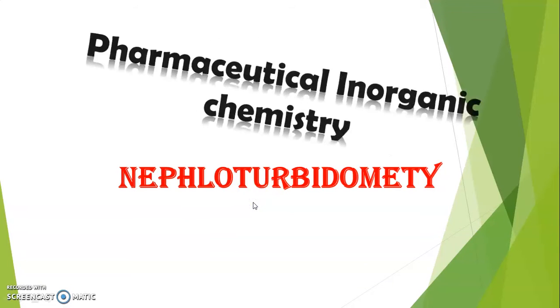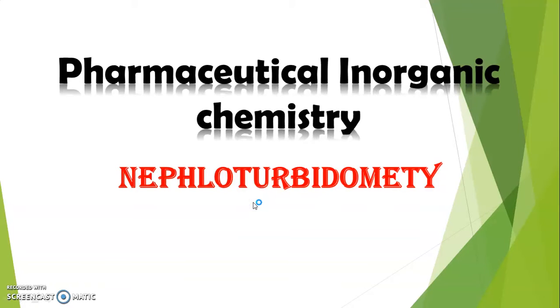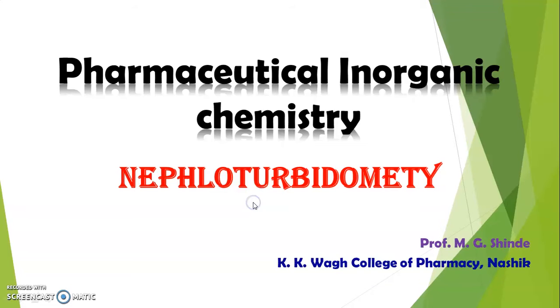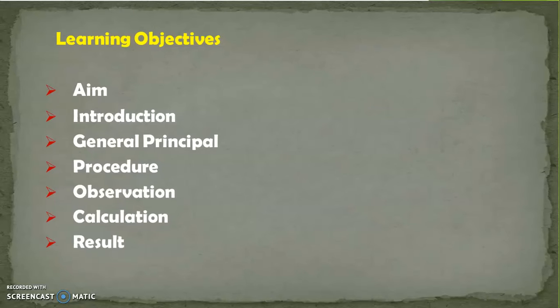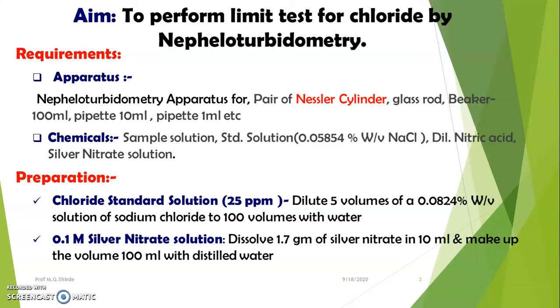Today we are going to perform practical of nepheloturbidimetry. Here we have to perform a chloride limit test by nepheloturbidimetry. So our aim of today's practical, very first of all, is to know the turbidimetry, nepheloturbidimetry, general principle, procedure, observation, calculation and result. So the aim of today's practical is to perform limit test for chloride by nepheloturbidimetry.